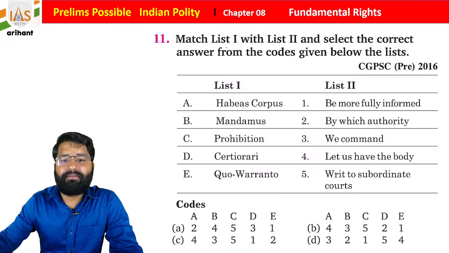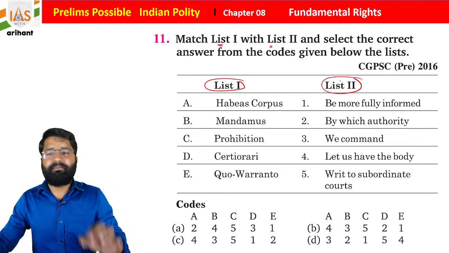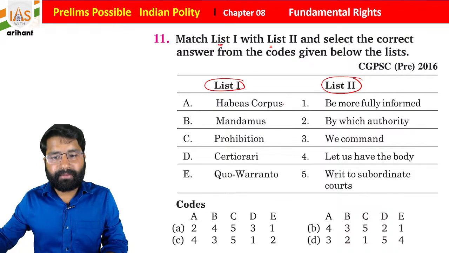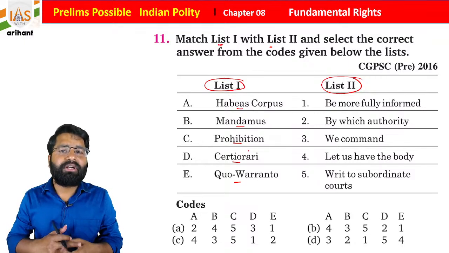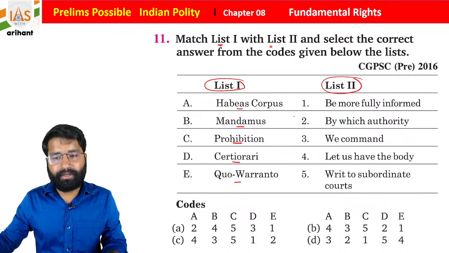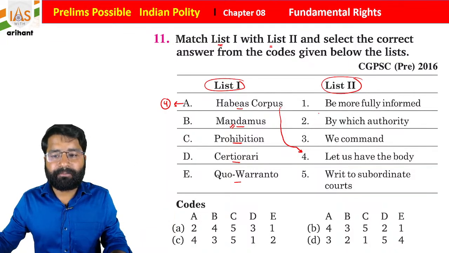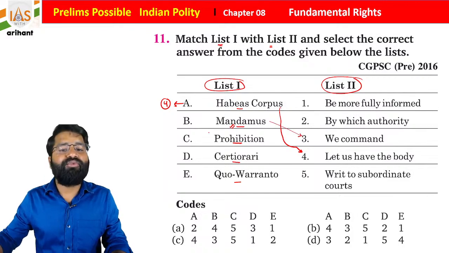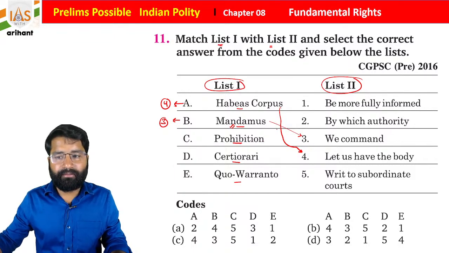Okay everyone, then you have to once again match list 1 with list 2. List 1 is here and list 2 is here, and be very careful, it was in Chhattisgarh PSC. Habeas corpus, mandamus, prohibition, certiorari and quo warranto. So you must know the concept. Habeas corpus basically means to present the body. Okay, let us have the body. So basically A4. If you see mandamus, mandamus is used if some official is not performing duty. So basically it means we command. So B3. Prohibition is used for the court, to forbid.